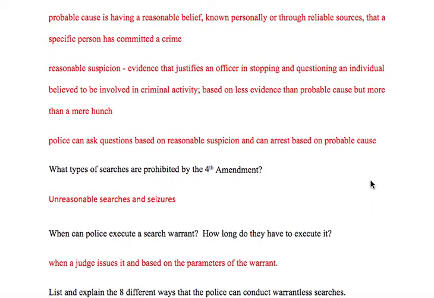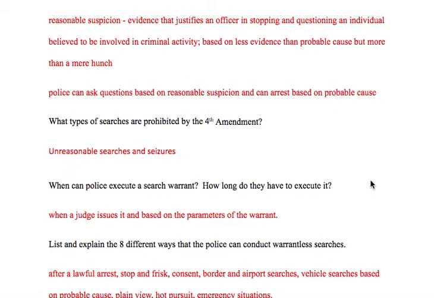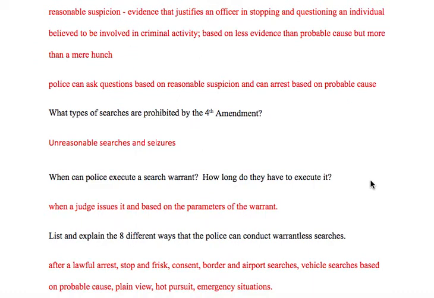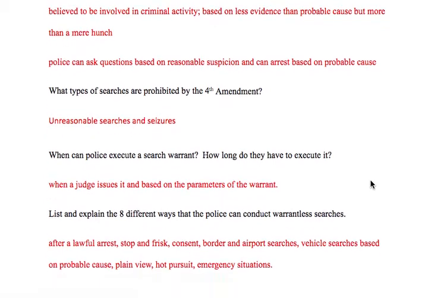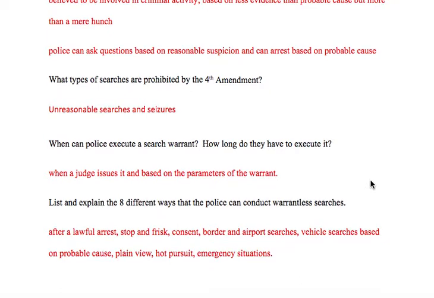What types of searches are prohibited? So under the Fourth Amendment, unreasonable searches and seizures are prohibited. When can police execute search warrants? When a judge issues it, and it says the date, maybe possible time, different parameters, and how they can actually execute it. List and explain the 8 different ways that the police can conduct warrantless searches.